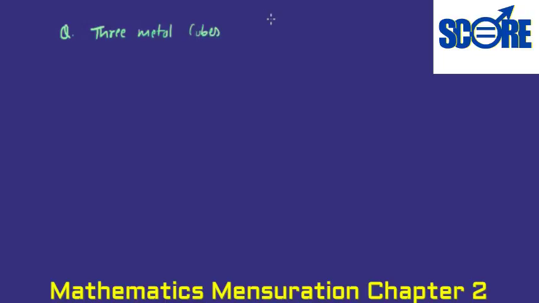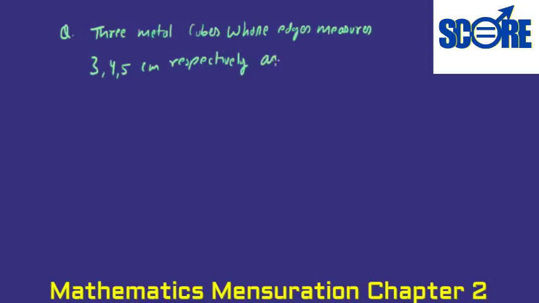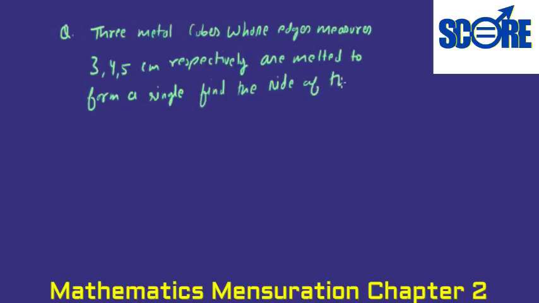Three metal cubes whose edge measures 3, 4, 5 centimeter respectively are melted to form a single cube. Find the side of the new cube formed.